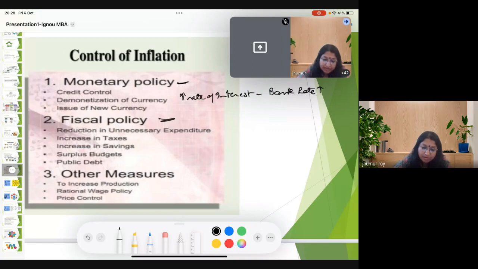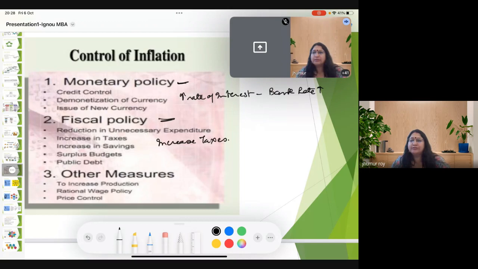In fiscal policy, you will increase taxes. So if earlier people were paying 20% tax, now because of inflation, you will ask them for 30% tax, 40% tax.